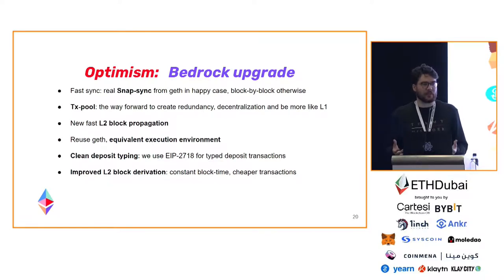We want to have a transaction pool. We don't want this centralized endpoint to submit transactions to. We want fast block propagation. We want the equivalent execution environment. You just want to run Geth, really. We want deposits that are actually nicely typed and not some hacked version on top of the current system. And we want to improve the stability of how this layer two comes to exist and how it extends. So we want constant block time, cheaper transactions, and a bunch of other optimizations there.